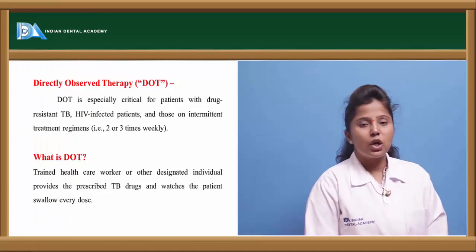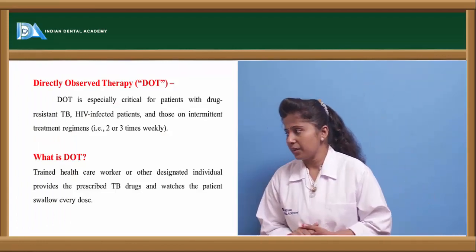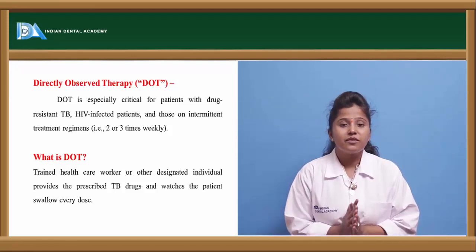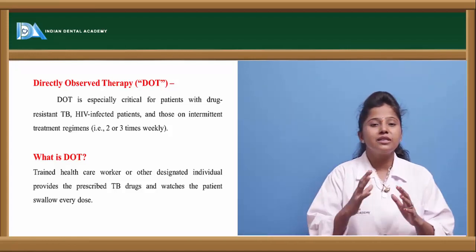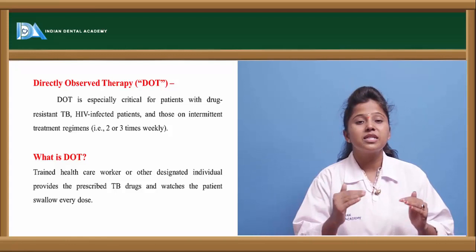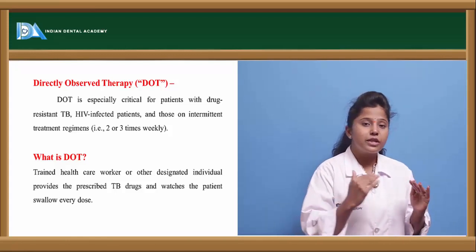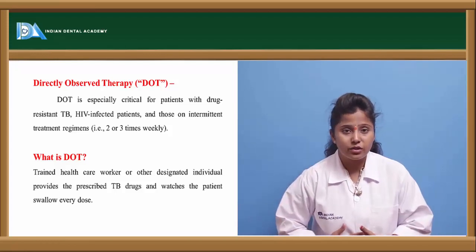Let us see the DOT therapy. So what is the DOT therapy? Directly observed therapy. If a person is suffering with tuberculosis, or an HIV person is infected with tuberculosis, then those patients will be given the treatment in regimens. In the sense, the person will be given therapy in particular doses. The person should take only this much dose. If the dose exceeds, then it may cause adverse drug reactions.